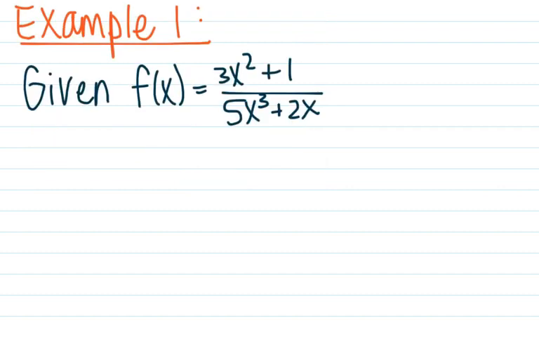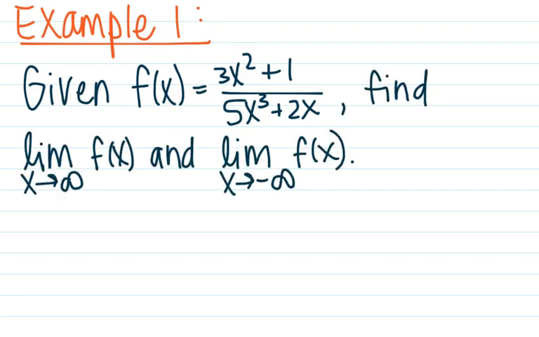Example 1. Given that f of x equals 3x squared plus 1 over 5x cubed plus 2x, find the limit as x approaches infinity of f of x and also the limit as x approaches negative infinity of f of x. Okay, so let's do the limit as x approaches positive infinity first.